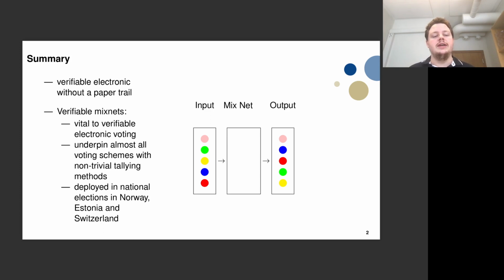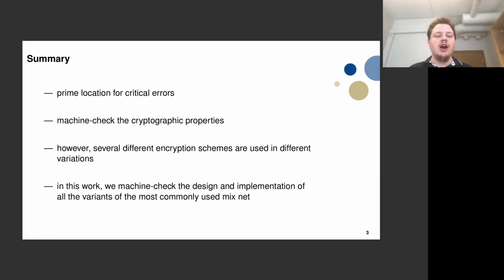Not things like first past the post. And these are deployed in national elections in Norway, Estonia, Switzerland, and numerous other places in lower tier elections. So these are prime locations for critical errors, and so what we'd like to do is machine check the cryptographic properties. However, several different encryption schemes are used in different variations, and that makes this hard. So in this work, what we did is we machine checked the design and implementation of all the variants of the most commonly used mixnets.